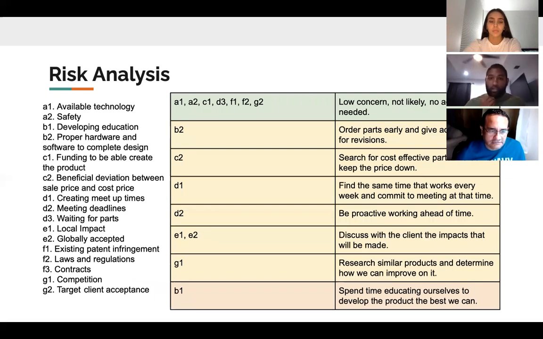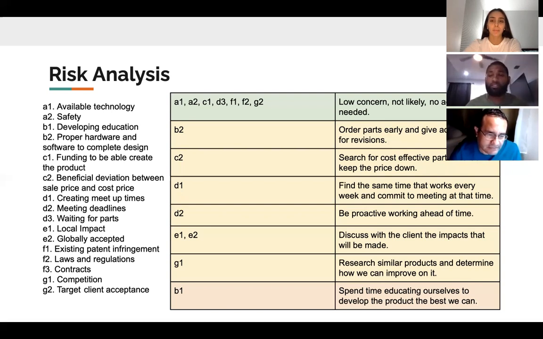So here we're able to identify these issues. Basically at the top, these are all of our low concerns, not likely, and no action needed. So we have available technology, safety, funding to be able to create the project, waiting for parts, and existing patent infringements, laws and regulation, and target client acceptance. These are all things that we looked at, and we've looked at our patents. We found patents that haven't been copied or look like our project, so we're okay on that line. We looked at all the funding and so far, all those seem low concern and not really an issue. We also have proper hardware.